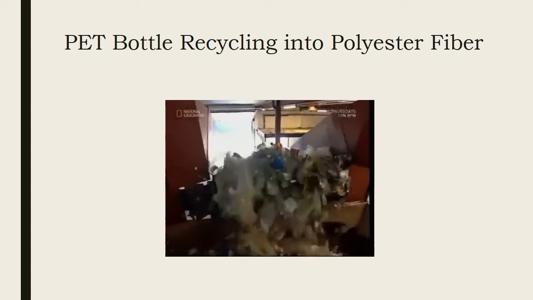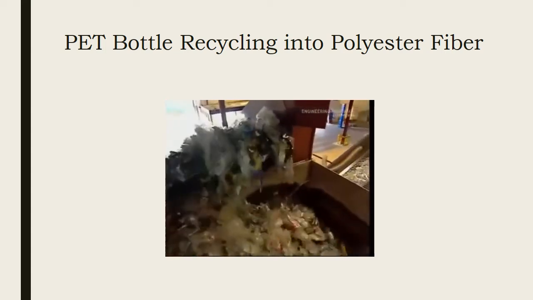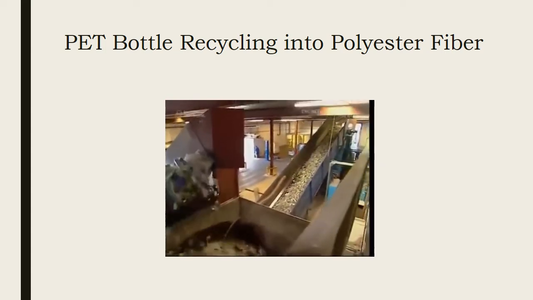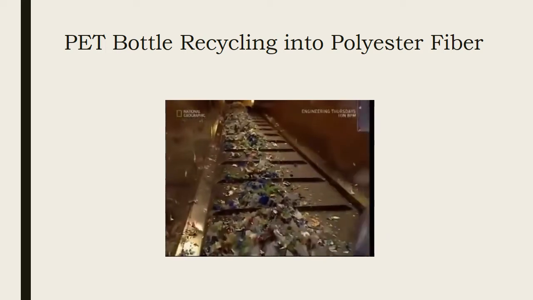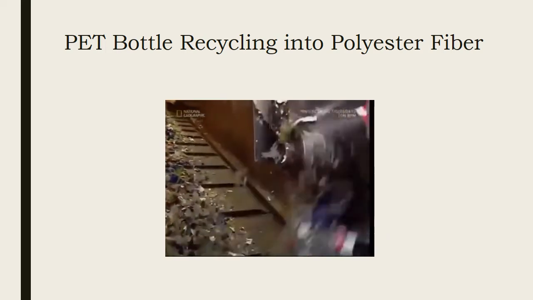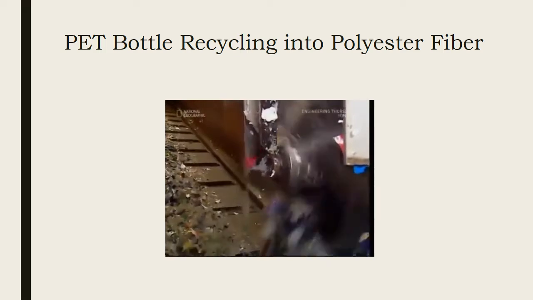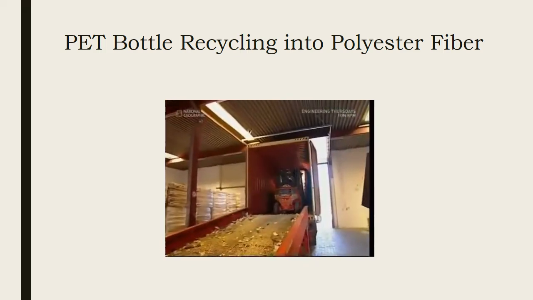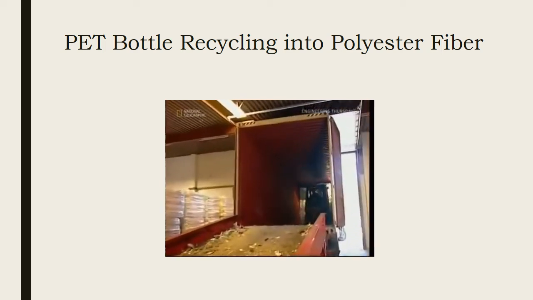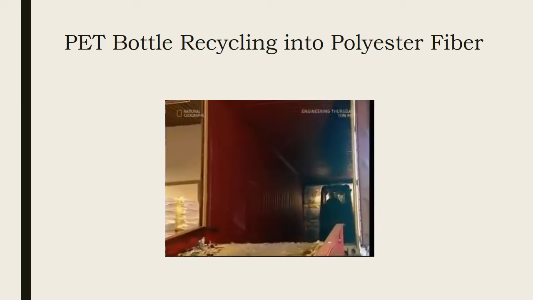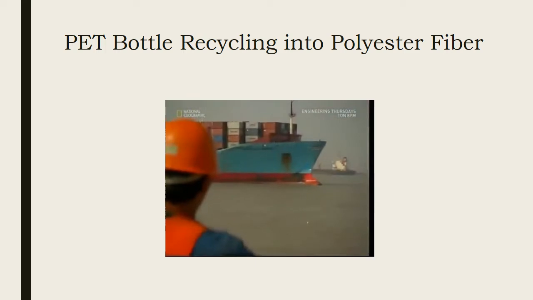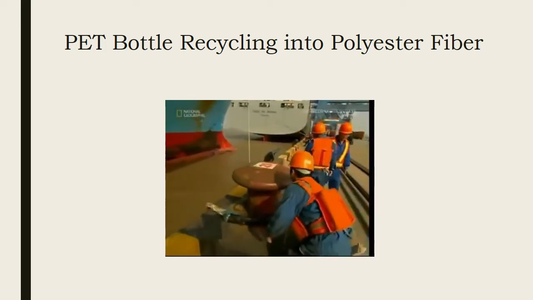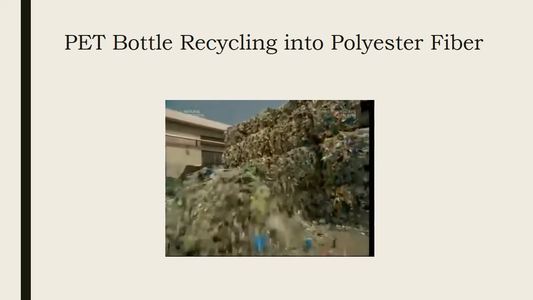The first stage is shredding. When you throw away your bottle, you often leave a small amount of drink inside. Shredding all the bottles releases the unwanted liquid so it doesn't affect the quality of the plastic. The shredded bottles are then wrapped in cellophane and boxed up ready to be shipped around the world. It may be rubbish to us, but to the Chinese textile industry, this plastic waste is a valuable commodity.